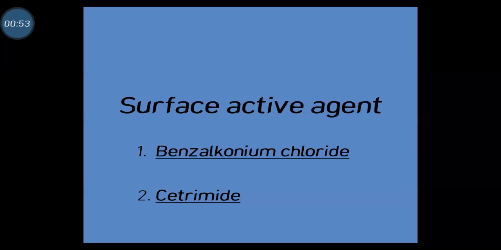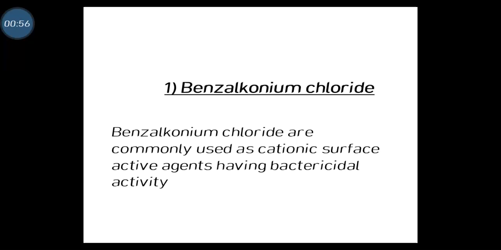Now next, the first example is benzalkonium chloride. So what is benzalkonium chloride? It is a very important question. In the question paper they ask: what is benzalkonium chloride, with structure. So first of all, what is benzalkonium chloride? They are commonly used as cationic surface active agents having bactericidal activity. So this is benzalkonium chloride.